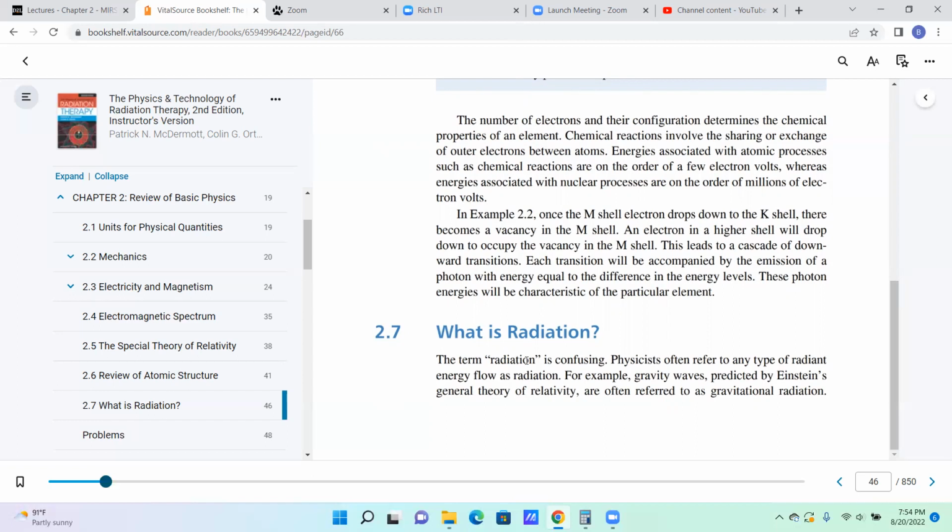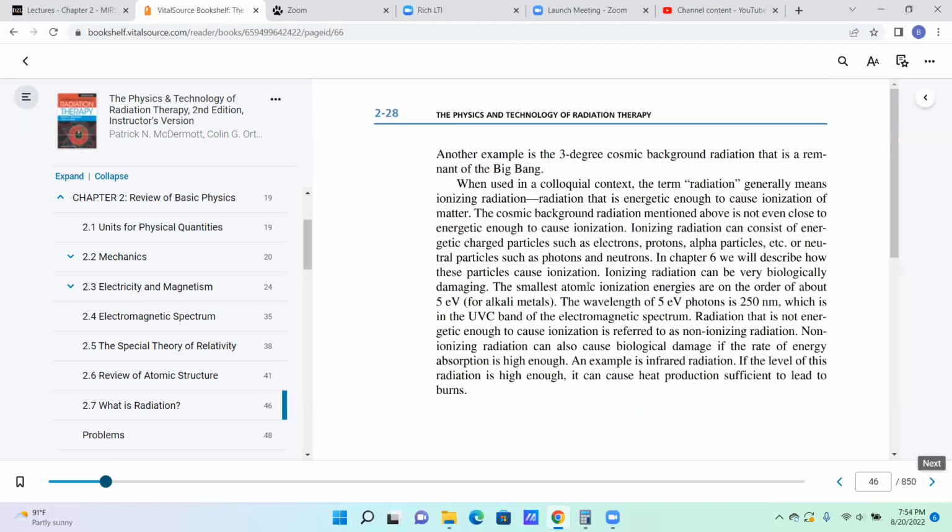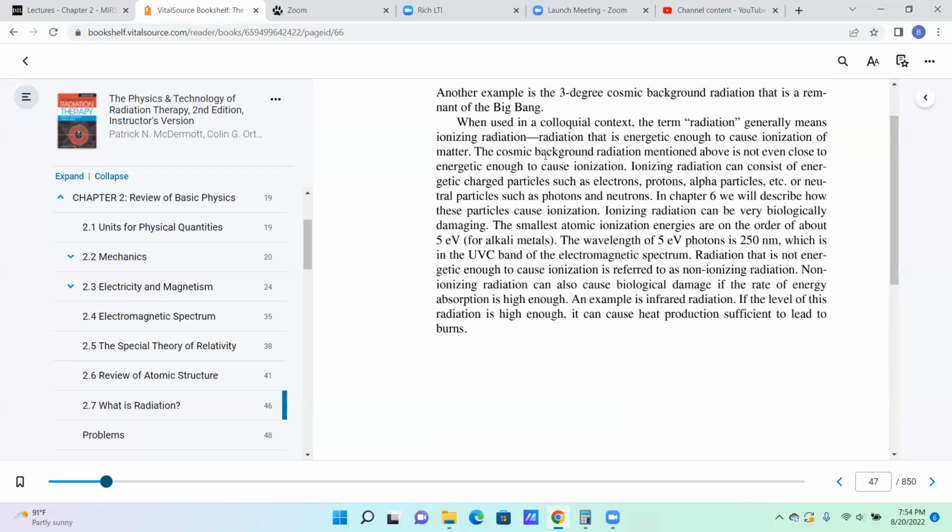Okay, so what is radiation? We've gone through a lot of physics here, but what is radiation? The term radiation is confusing. Physicists often refer to any type of radiant energy flow as radiation, so gravity waves, predicted by Einstein's general theory of relativity, are considered to be gravitational radiation, or you could have the 3-degree cosmic background radiation that is a remnant of the Big Bang.